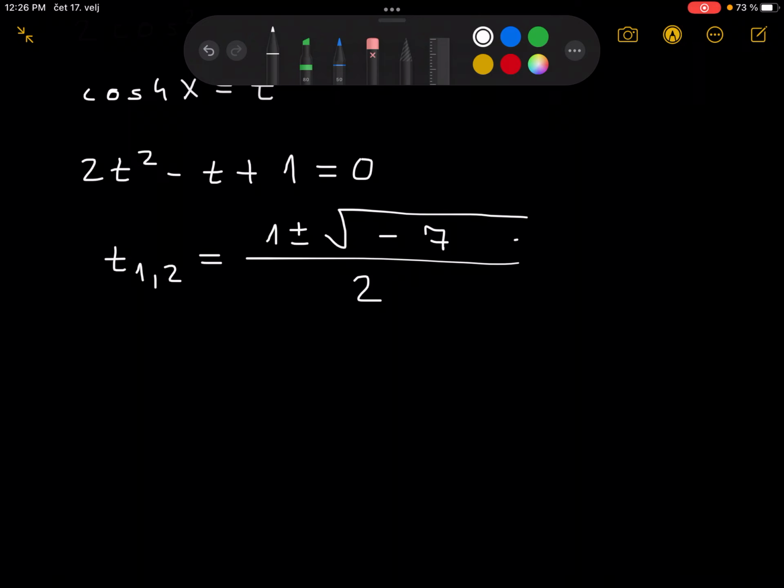So the discriminant is less than 0. So this is our final answer to our problem.